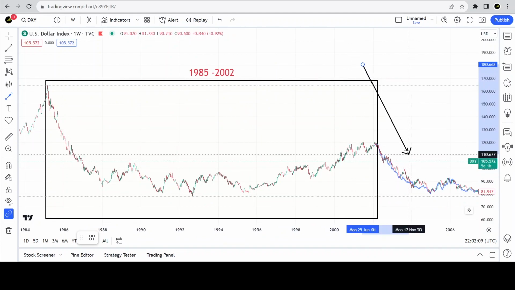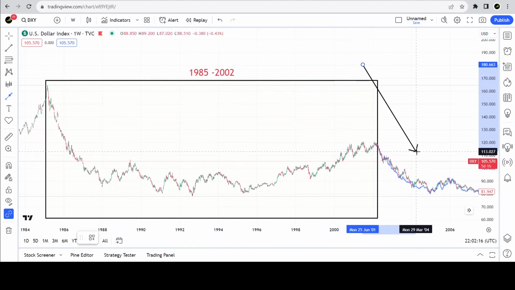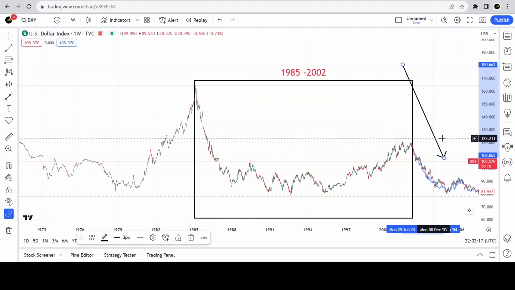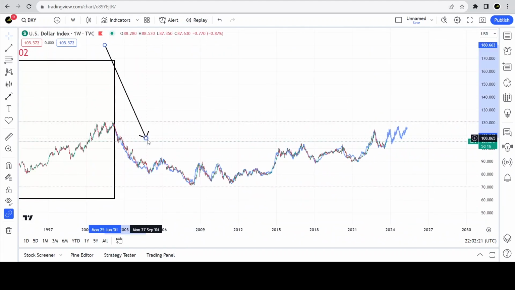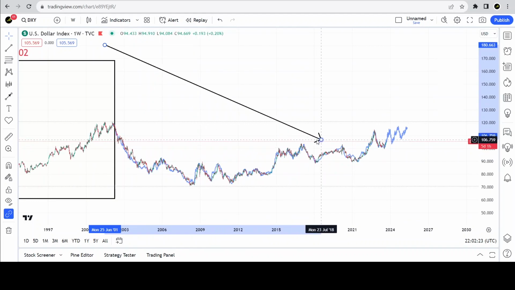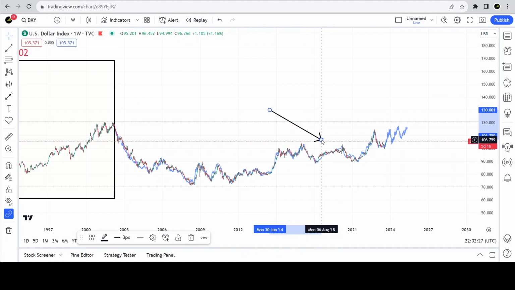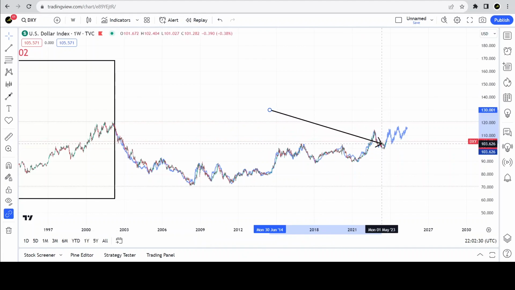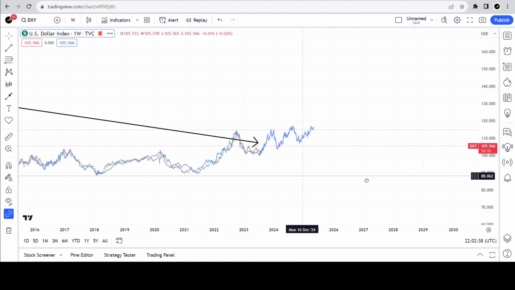Now, I took this structure and adjusted it for the timing, height, and depth over on this side of the chart, and as you can see, it is a very close map of what the DXY has been doing and what the DXY will likely do. So it is not complete yet. As you can see, there is this move up that it is currently in the process of completing.